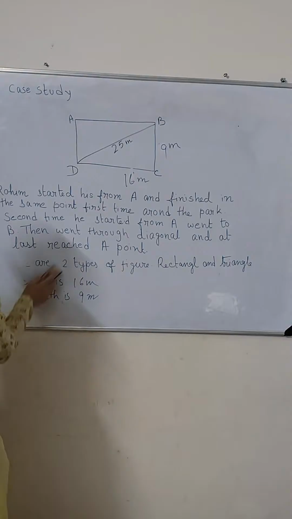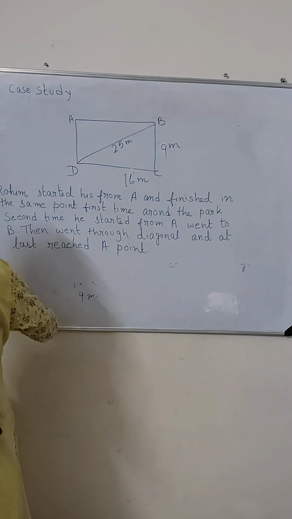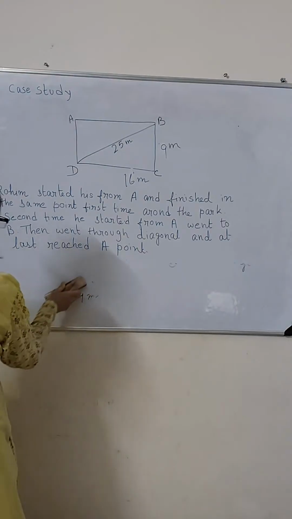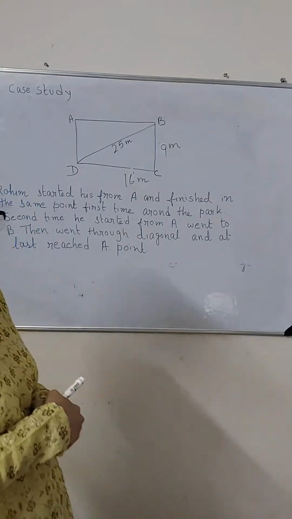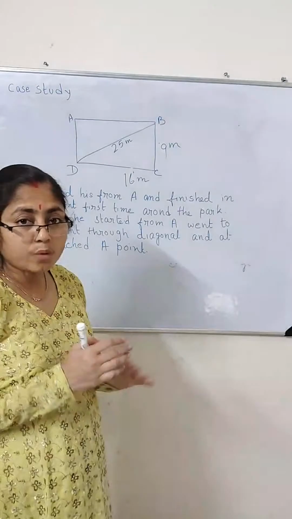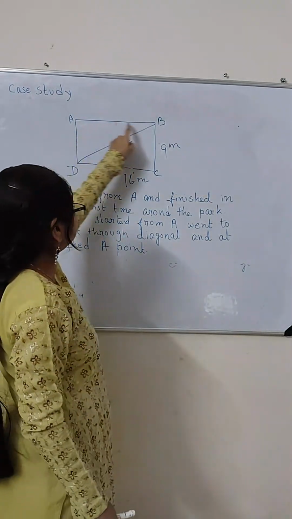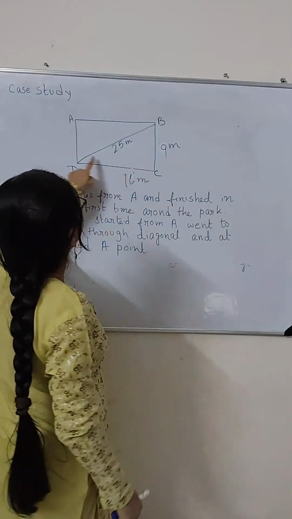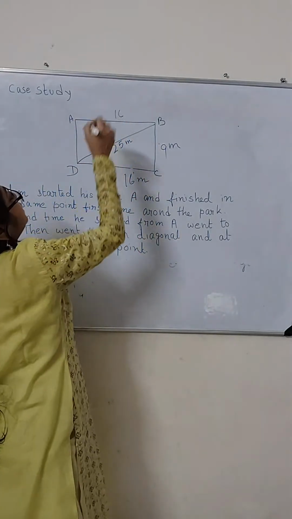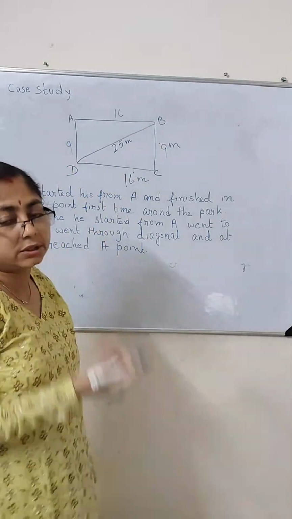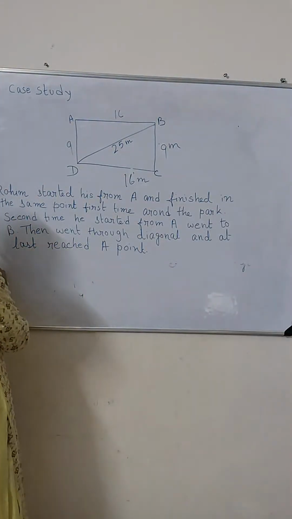Next, third question. There are 5 questions. First time Rahim covers how many distance? First time what Rahim go? He starts from here, goes to this point, goes down, then goes on. If this is 16, this is also 16 and this is 9. Now you put the formula of the perimeter of a rectangle. So, number 3.